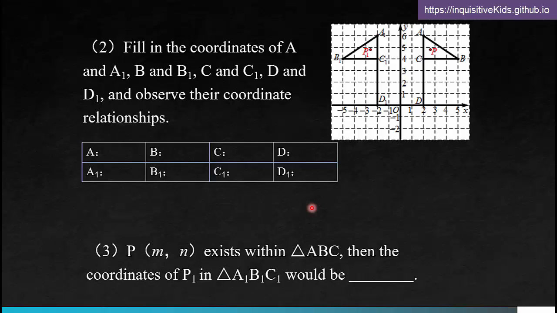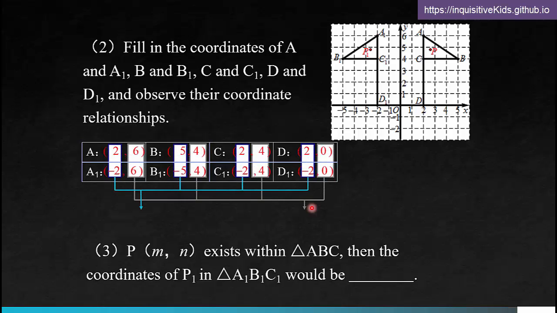Fill in the coordinates of A and A1, B and B1, C and C1, D and D1, and observe their coordinate relationships. So here are their different values. And as you can see, they have opposite x coordinates this time, yet they have equal y coordinates.